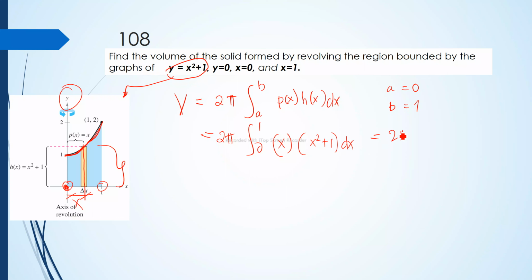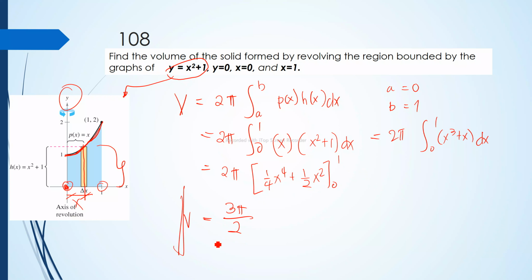Okay, simplify. We'll have 2 pi times the integral of x cubed plus x dx from 0 to 1, which is 2 pi times 1/4 x to the fourth plus 1/2 x squared, evaluated from 0 to 1. And finally, we arrive at our answer that the volume of this solid of revolution is equal to 3 pi over 2.